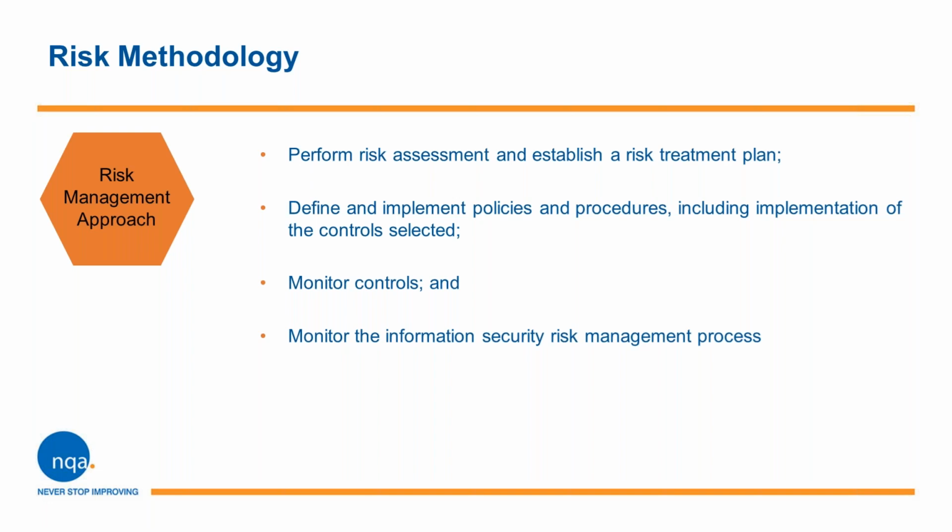We need to define and implement policies and procedures, including the implementation of controls selected. So yeah, we need to define the rules. We need to implement the rules. We need to monitor the controls, and we need to monitor the information security risk management process. As we said before, it's not a fire and forget. We need to implement these controls, monitor them to see if they're working, and then monitor the whole process as well. Is the whole process working?